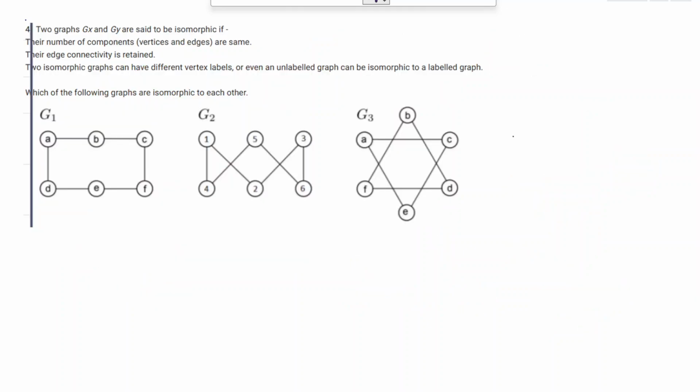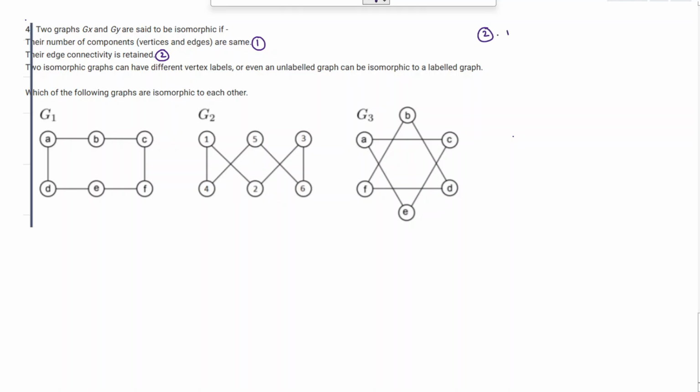Okay, so here we have two graphs. Two graphs are said to be isomorphic if their number of components are the same. First, that is the first criteria, right? So that means the number of vertices should be same, number of edges should also be the same, right? Then their edge connectivity is retained. What does that mean?